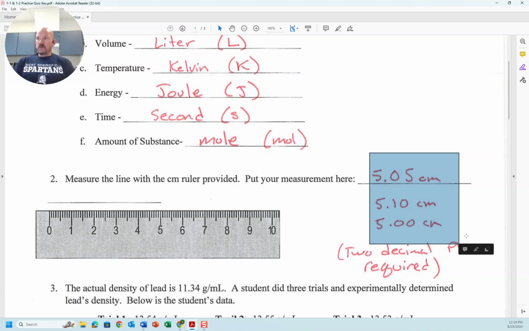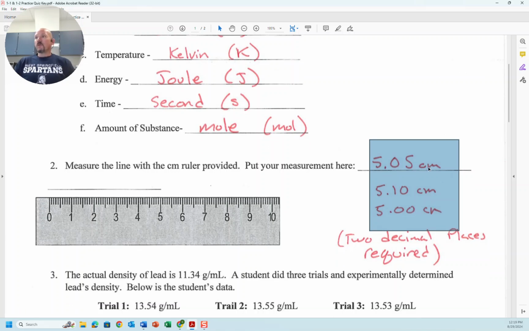So again, if you were measuring this and you thought it was right on the 5, and you just wrote 5 centimeters, that wouldn't be a proper measurement given the precision of this ruler. You have to say 5.00 if that's what you thought it was. But you couldn't say 5.000. That would be too far of an estimation. Okay, and then obviously put the unit, centimeters in this case.